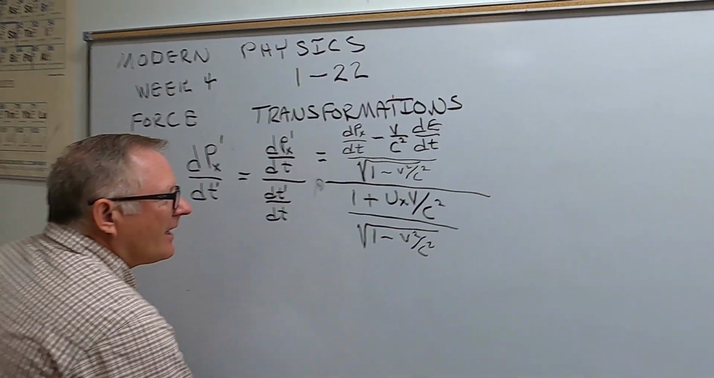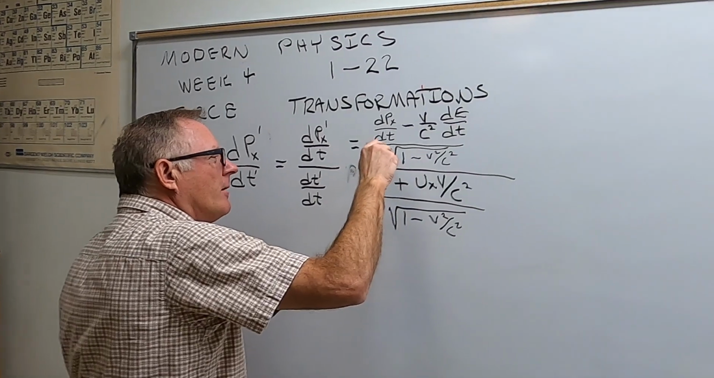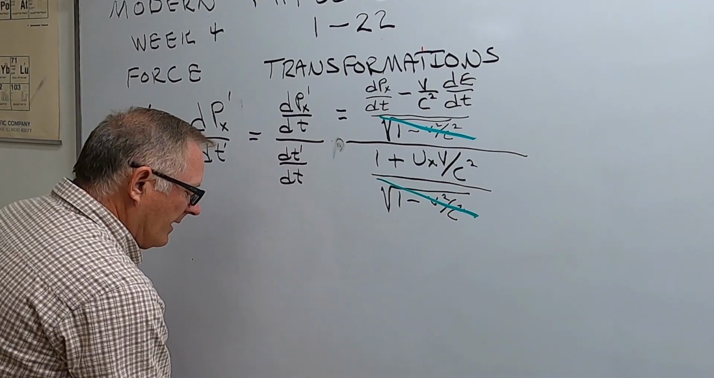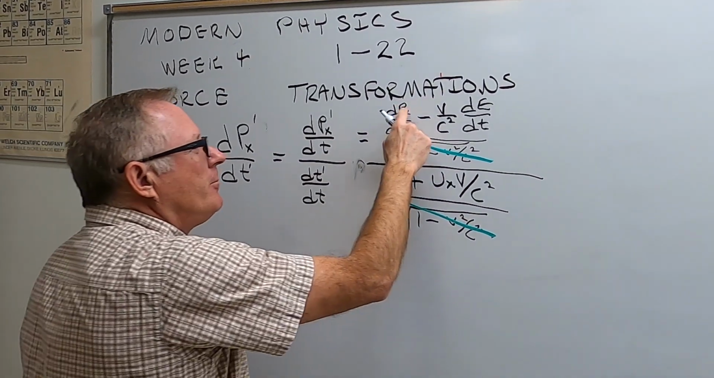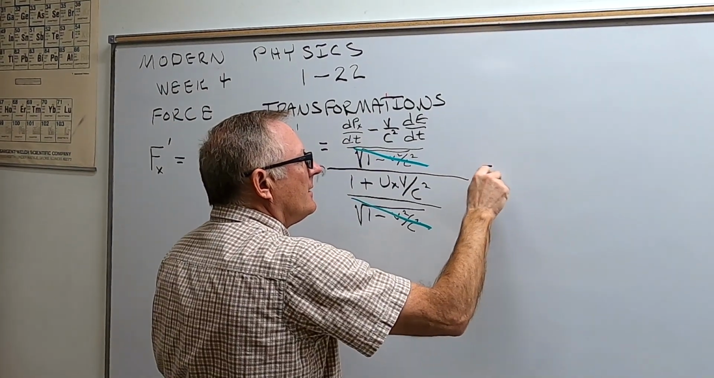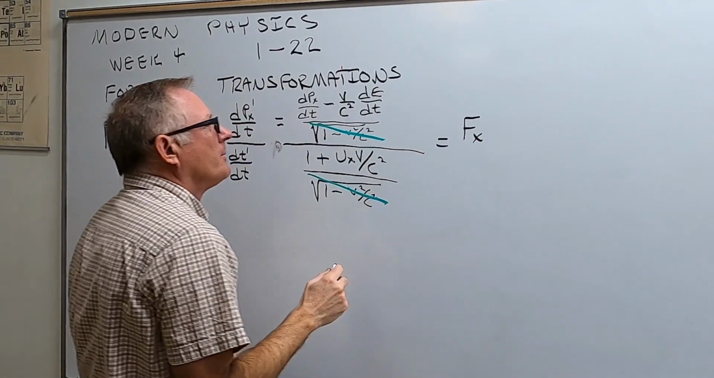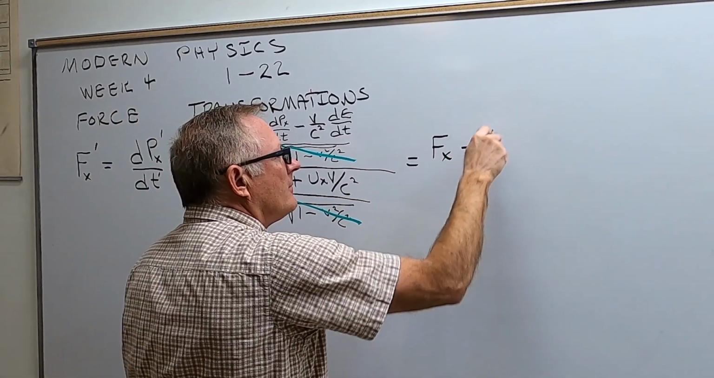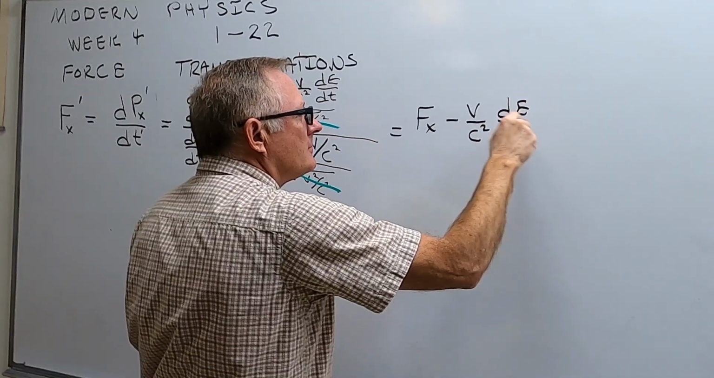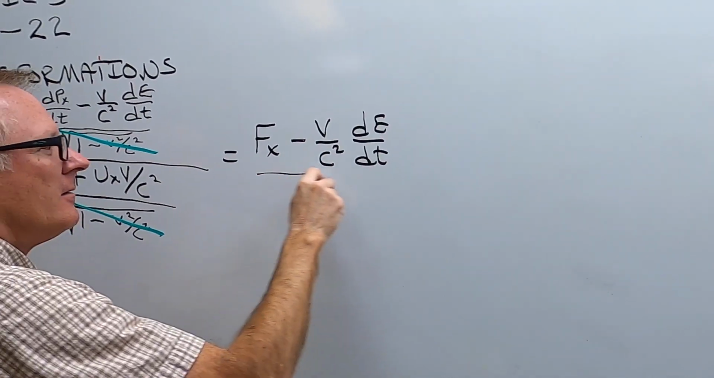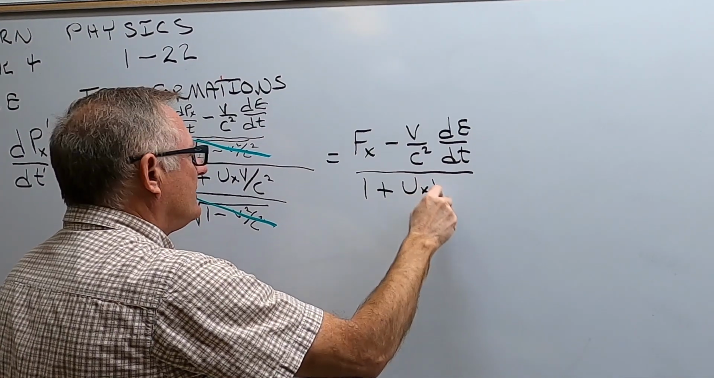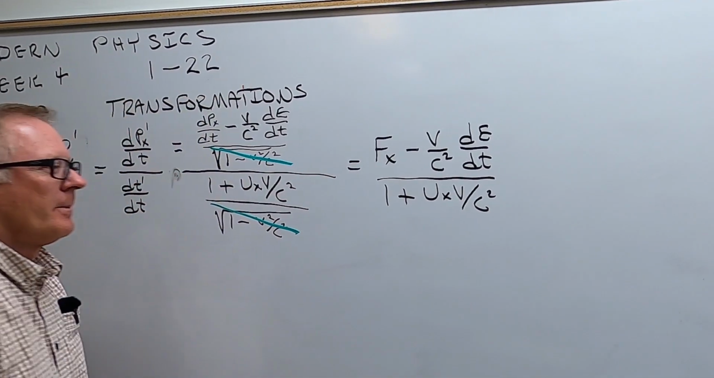Okay, so the two square root terms drop out. That term will drop out with that term. And then we have dpx dt. Well, that's just Fx. So this is equal to Fx minus v over c squared dE dt, divided by 1 plus ux v all over c squared.